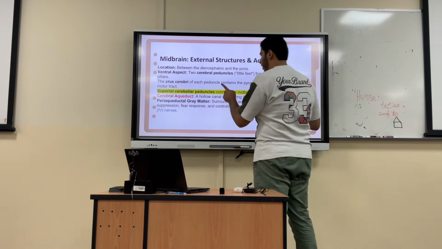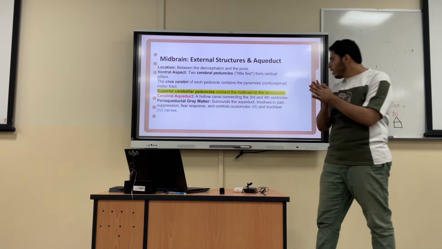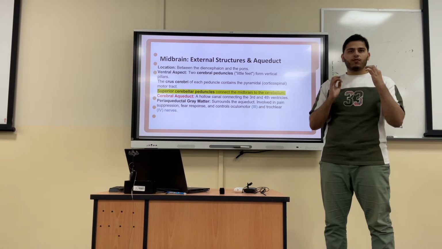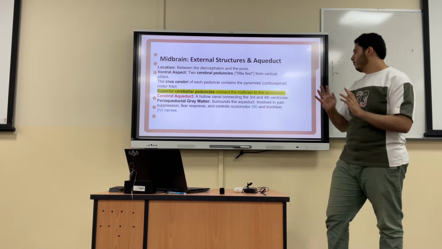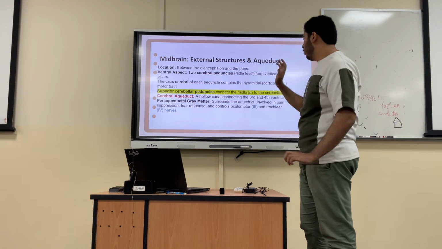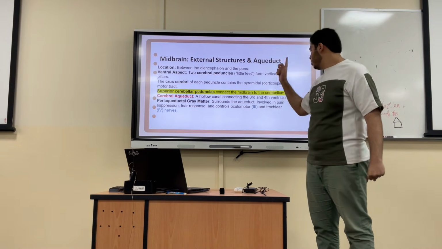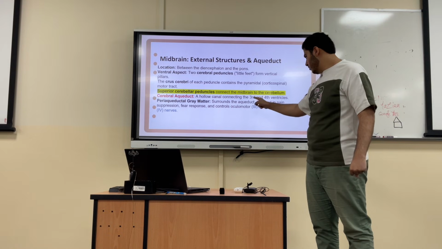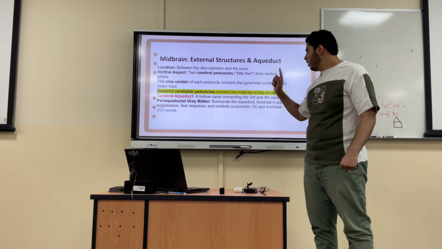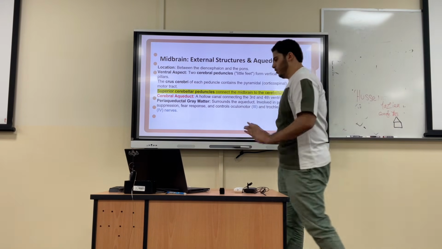And here we have the cerebral aqueduct, which is a hollow canal connecting the third to the fourth ventricle. As I said, the periaqueductal gray matter contains the nuclei of the nerves associated with the innervation of the midbrain, which are cranial nerve number 3 and cranial nerve number 4. That's it. Let's go.